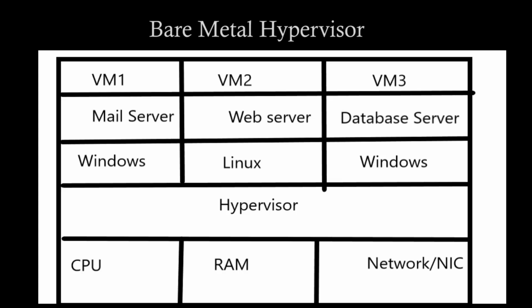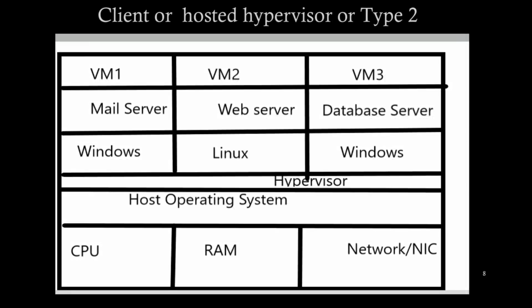So let's now understand the other type of hypervisor, which is the client or hosted hypervisor, commonly called a type 2 hypervisor. As you can see in this case, the hosted hypervisor runs within the operating system of the host machine. We will need to have an operating system, for example, a Windows operating system, and on top of it, we will install a hypervisor like VMware or VirtualBox.